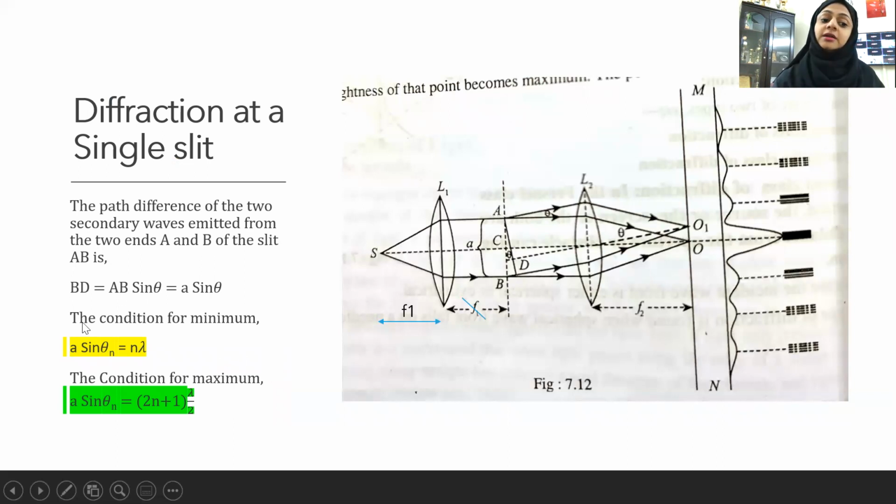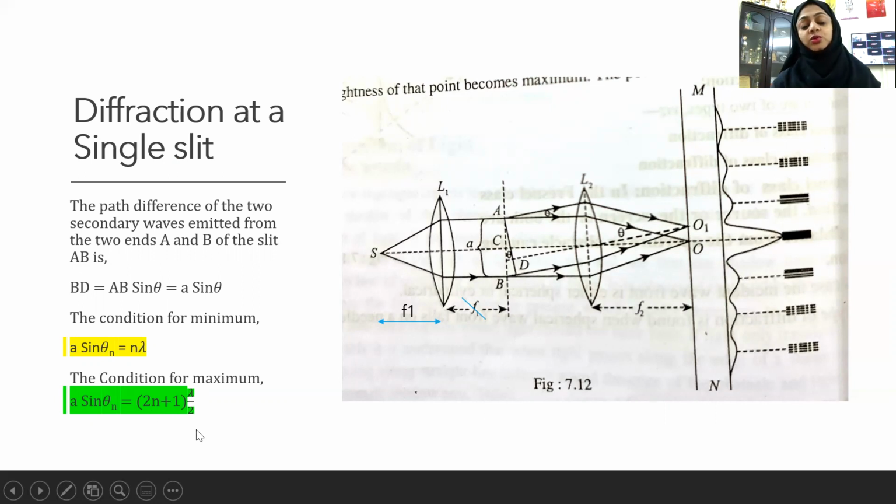Now let us learn the condition for getting minimum intensity and maximum intensity. The condition to get minimum intensity of light is a sine theta is equal to n lambda. Here, if n is equal to 0, that refers to the central maximum. Now, if n is 1, it will be the first one. So here you have a sine theta_n is equal to n lambda, and the condition for maximum is a sine theta_n is equal to (2n plus 1) lambda by 2.